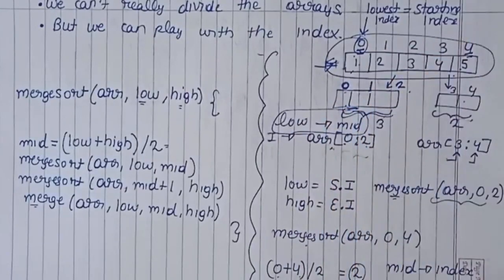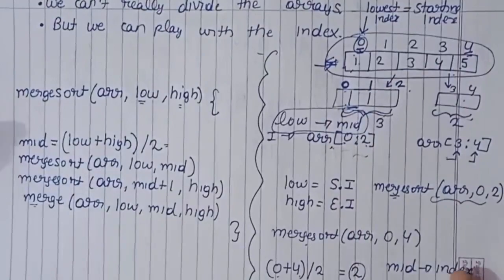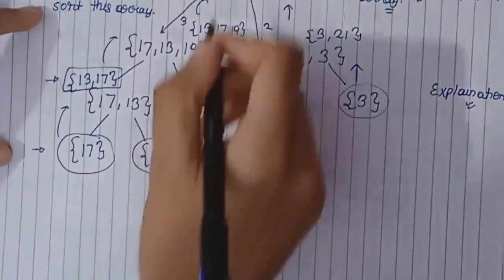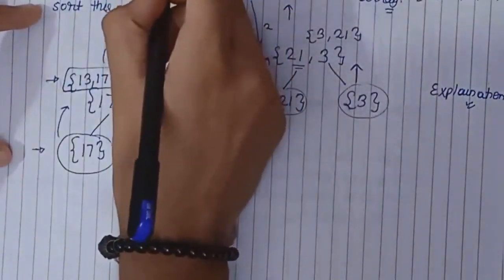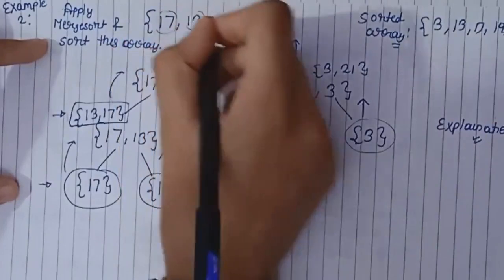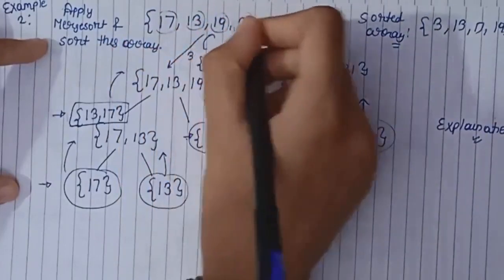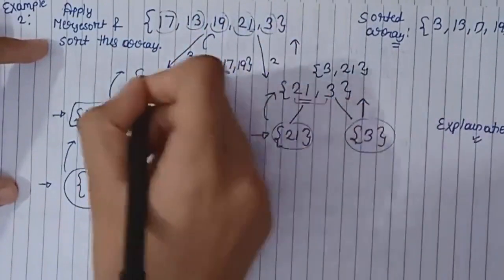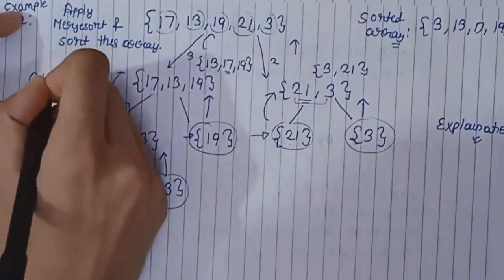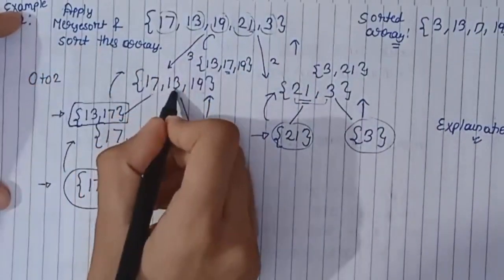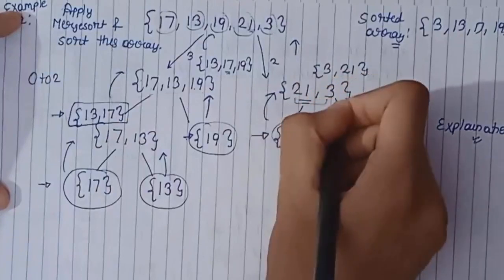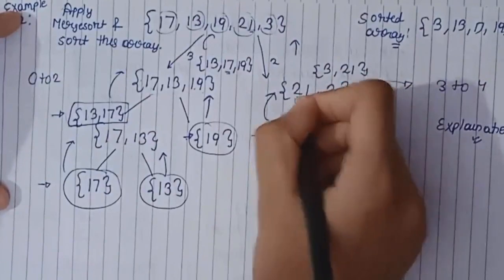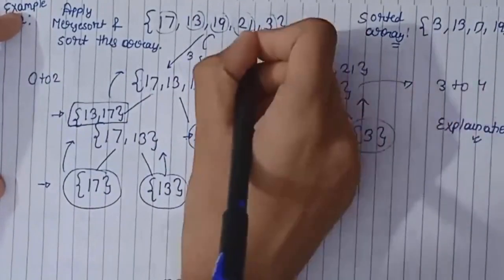Let me just take the previous example where I made you understand that. Here you can note that in the previous example, its index was 0, its index was 1, its index was 2, its index was 3, its index was 4. And in these two subarrays, the first array was from index 0 to 2, that is index 0, 1, 2. And the second array is from index 3 to 4.